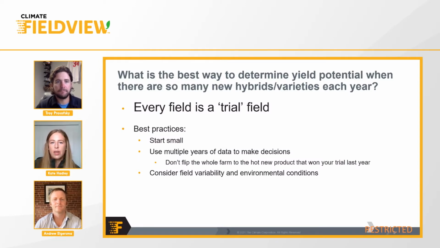So what's the best way to determine the yield potential when there are so many hybrids and varieties coming out each year? Each company kind of overwhelms us with new technology and new products. So it can take a lot to narrow that down to which ones we want to put on our fields. The best way we can do this using Climate FieldView is to make every field that we have a trial. And it doesn't have to be a seed trial. We can do trials varying our fertilizer rates, either boosting that rate up or dropping it off a little bit for a short section.